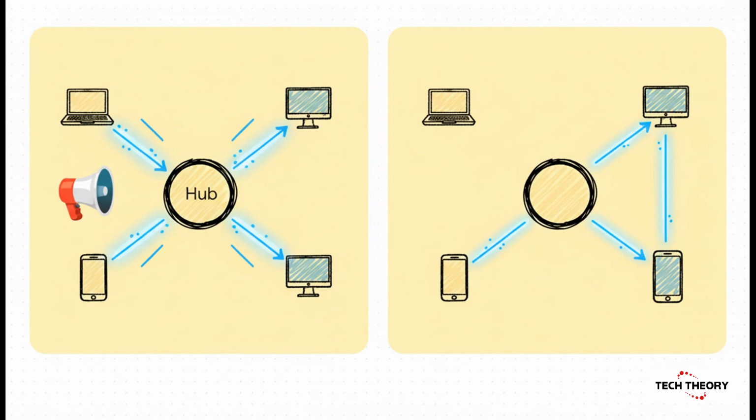And yeah, this really shows you the difference. On one side, you've got the hub, just creating a ton of noise and unnecessary traffic. But on the other side, you have its much, much smarter successor, the switch. It takes a way more targeted approach.